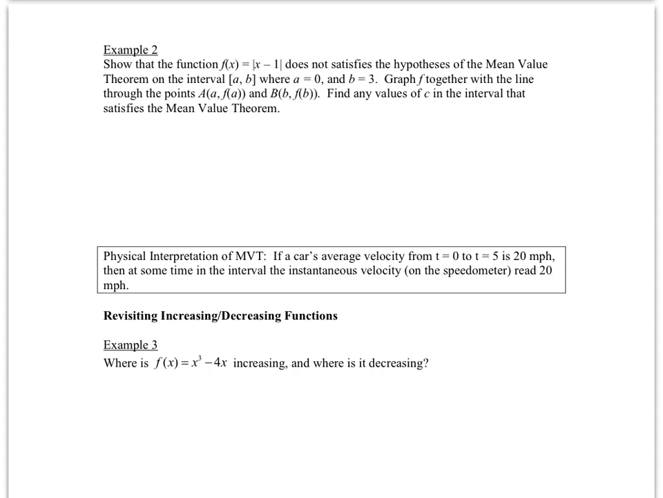All right, for example 2, we're given a function f of x equals the absolute value of x minus 1. And this problem is asking us to show that this function does not satisfy the hypotheses of the mean value theorem on the interval from a to b, where a equals 0 and b equals 3. So I'm going to have you press pause on the video right now, and please do this problem to completion, and then check your answer when you're done and come on back.